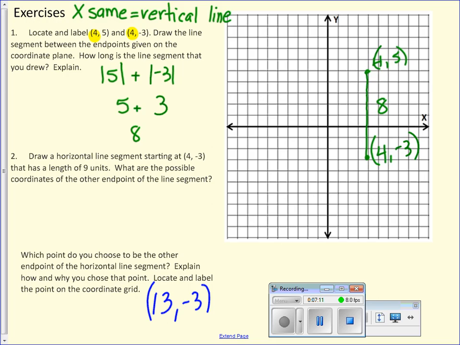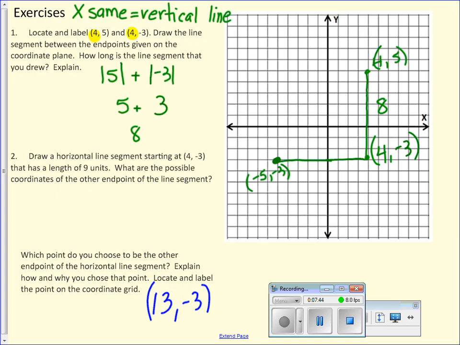So let's go horizontally 9 to the left. If I'm starting at 4, I used 4 to get to 0. So how many more do I have to go? 5 more, because 5 plus 4 is 9. So label that.